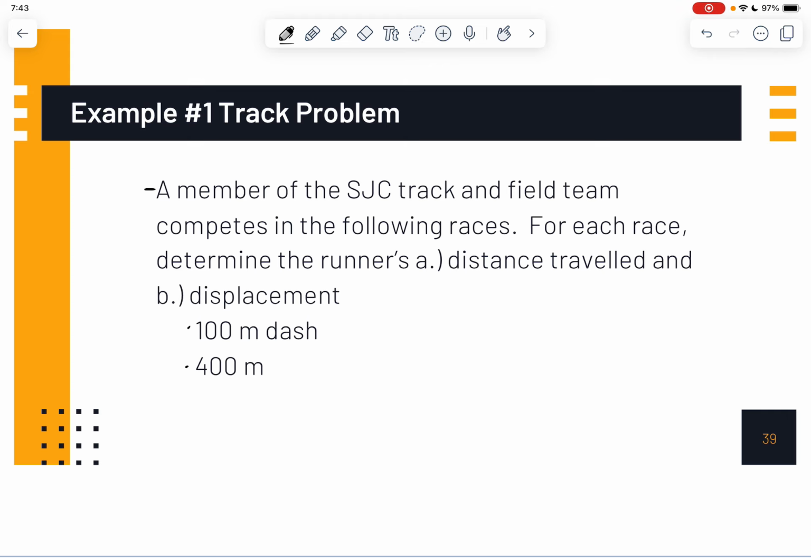Now, this is going to introduce something a little bit interesting. Oftentimes, distance and displacement are related to each other. But again, there's going to be a key distinction between them when we think about whether or not the direction we travel in is important for calculating these two values.